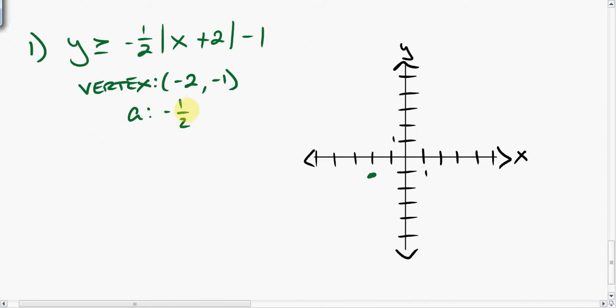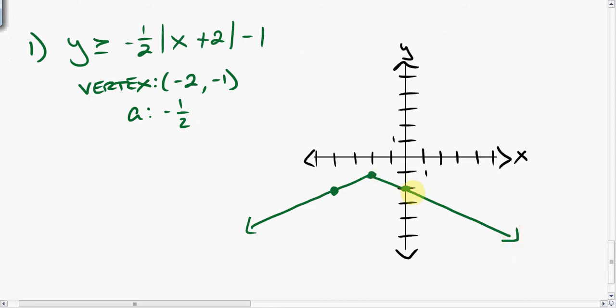From the vertex, we're going to go down 1 unit and right 2 units. And then we're going to go back to that vertex and come down 1 unit and left 2 units. And we will draw 2 rays extending from the vertex through our points. And we'll see that our line here is in fact solid because we have this equal to sign there. So I've got a solid line coming through this way, and another one coming through that way.